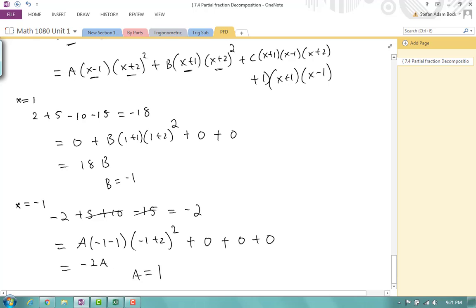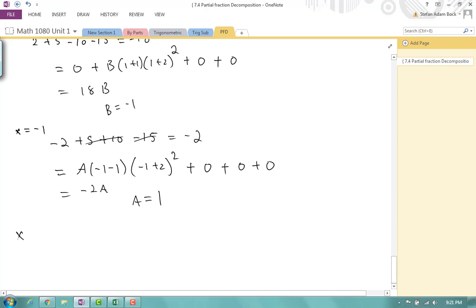Okay, what's left? X equals 2. No, negative 2. X equals minus 2. On the left, I'll have 2 times minus 2 cubed, which is minus 8, so I'll have minus 16, plus 5 times minus 2 squared, which is 5 times 4, which is 20, plus, minus 10 times minus 2, which is plus 20, minus 15. Which looks like I get 9.